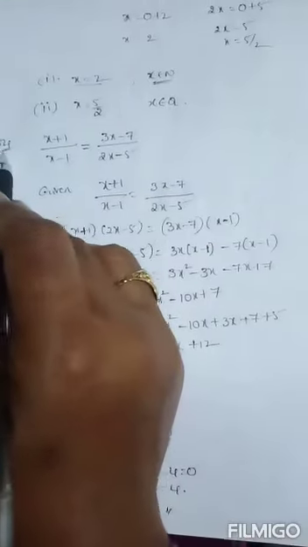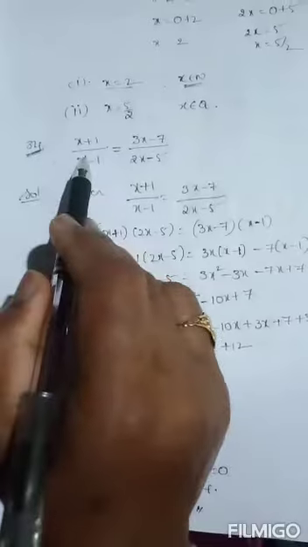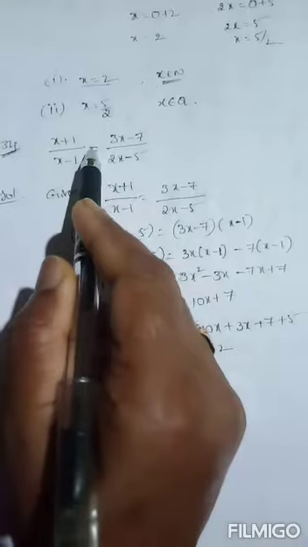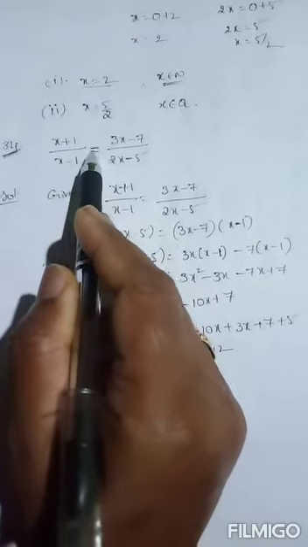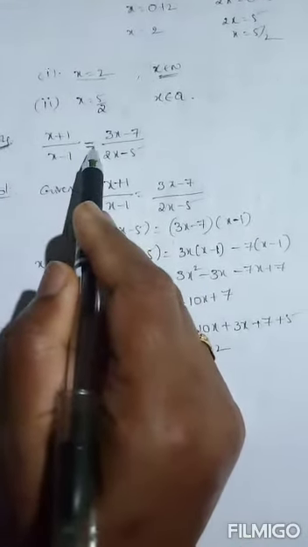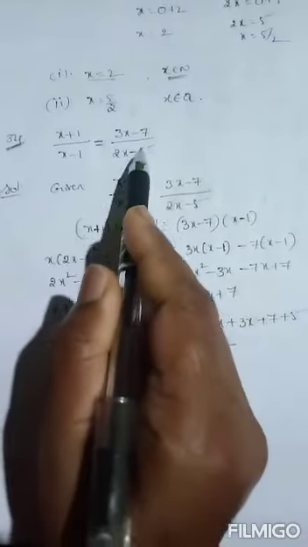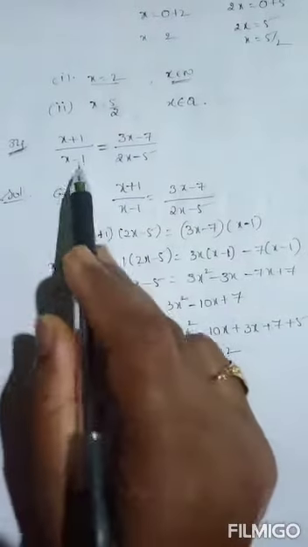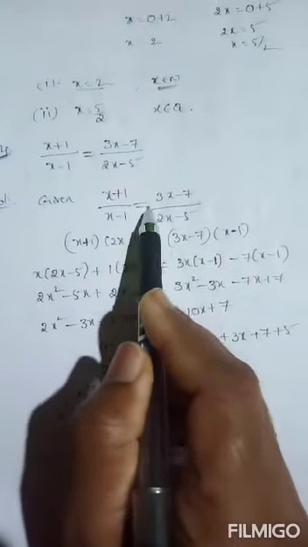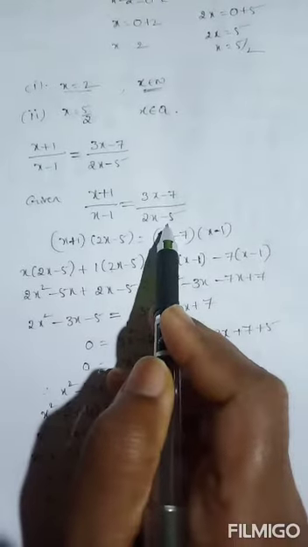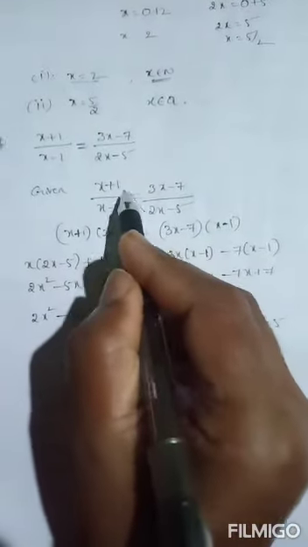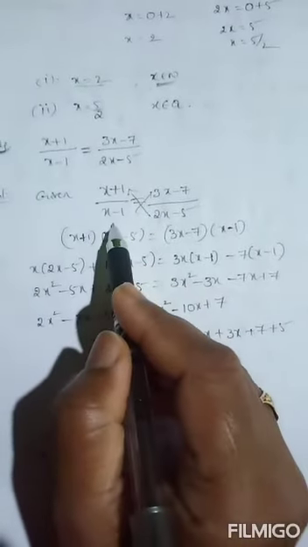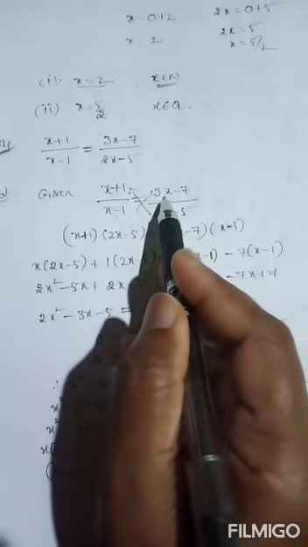Now in textbook question number 34, x plus 1 by x minus 1 is equal to 3x minus 7 by 2x minus 5. Here in the equation both the sides are fractions, and in between there is an equal to symbol. These type of questions, if you get, how to solve them? Take the given x plus 1 by x minus 1 equal to 3x minus 7 by 2x minus 5. Do the cross multiplication. If you do cross multiplication, this denominator comes to the left side numerator and the left side denominator comes to the right side's numerator.